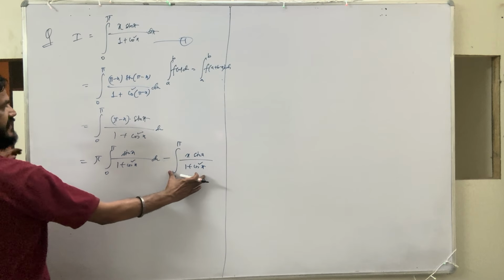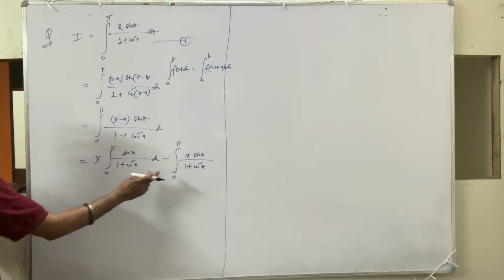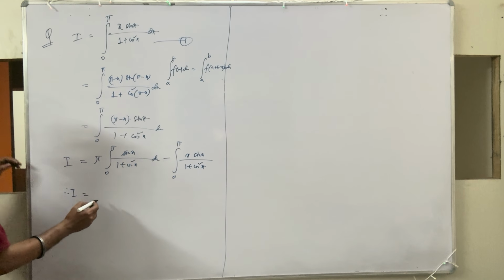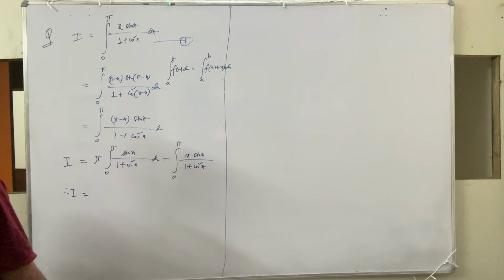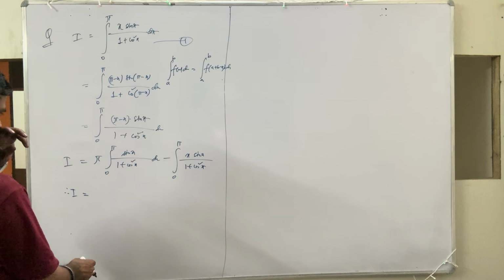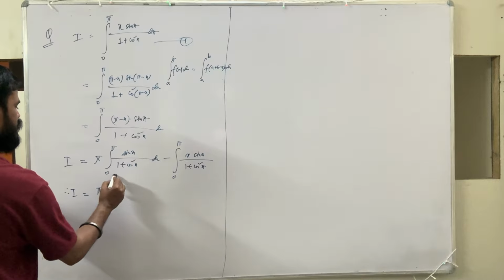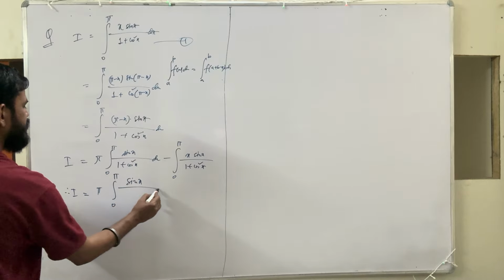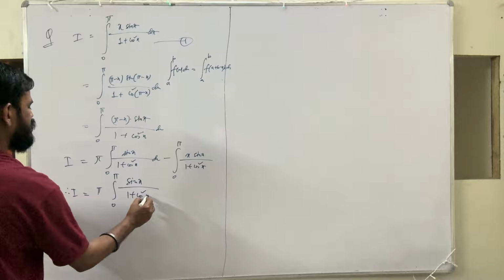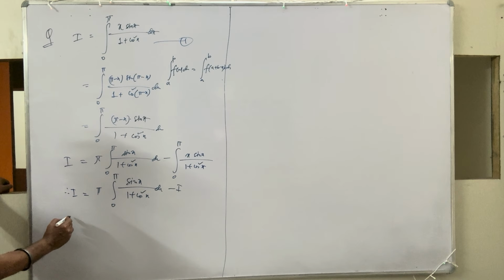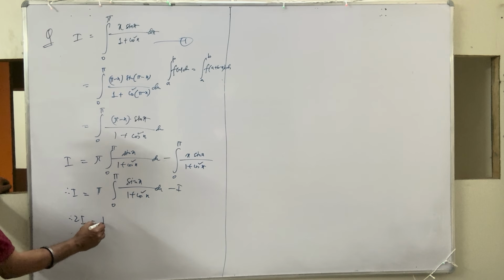Now you see, this is exactly what we had in the problem. So it is minus I. Therefore I equals pi integral 0 to pi sin x by 1 plus cos square x dx minus I. We'll take this I to the left hand side, that will become 2I. Therefore 2I equals pi times the integral.